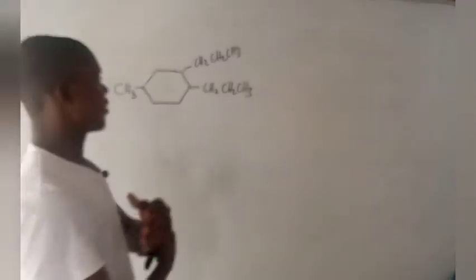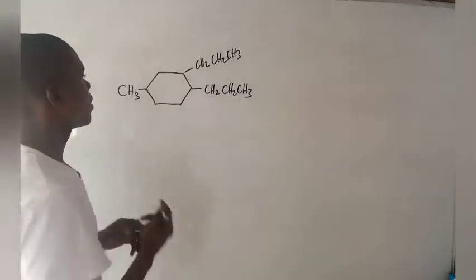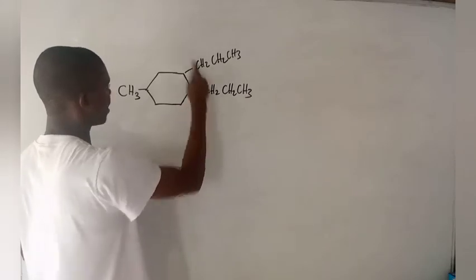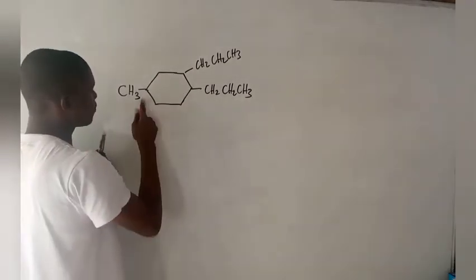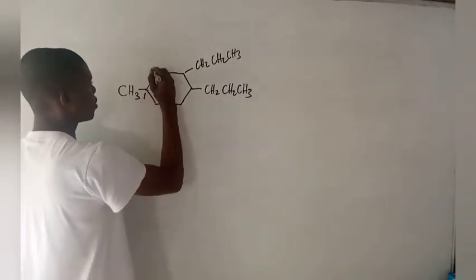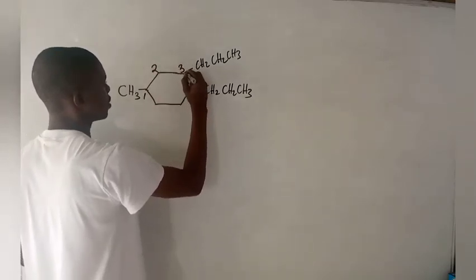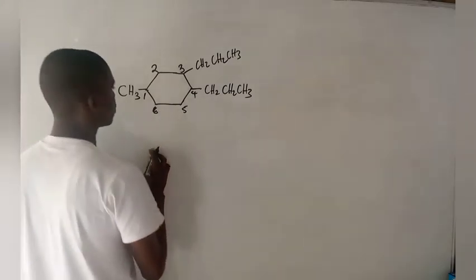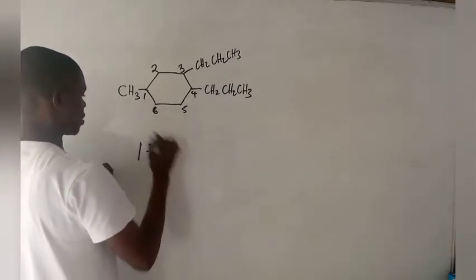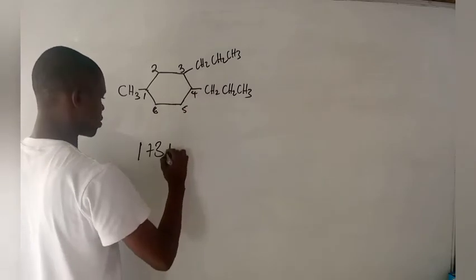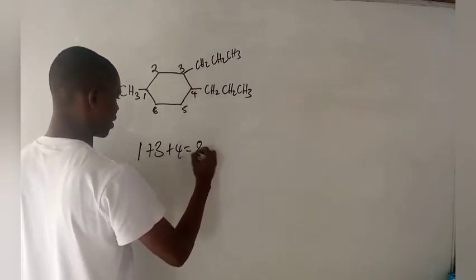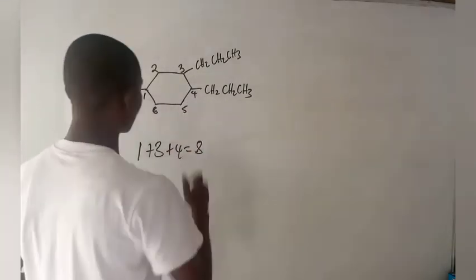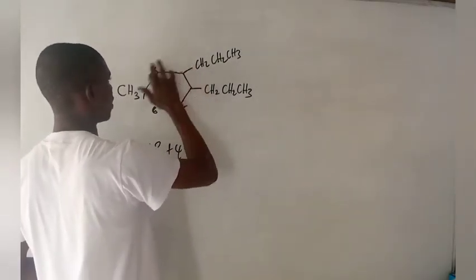So now let's look at this one here. If I start my numbering from here, what am I going to get? Let's start my numbering from here first. Here we have 1, 2, 3, 4, 5, 6. So we're going to do 1 plus 3 plus 4, which is going to give me 8. But if here is my carbon 1, what will be the summation?